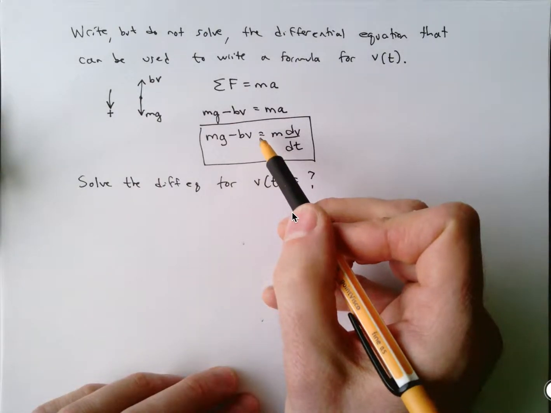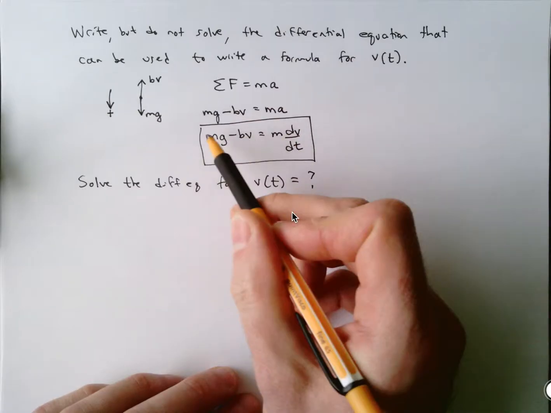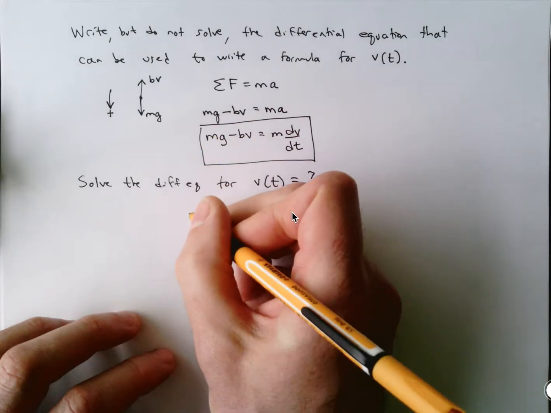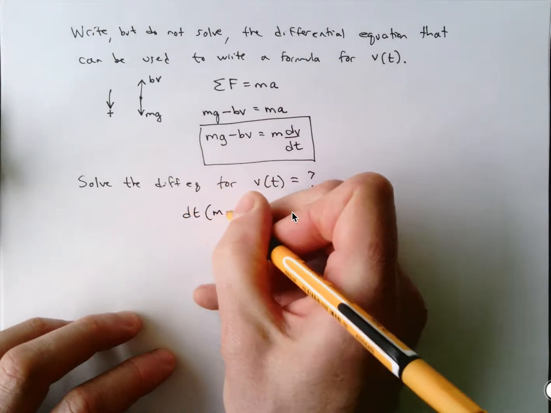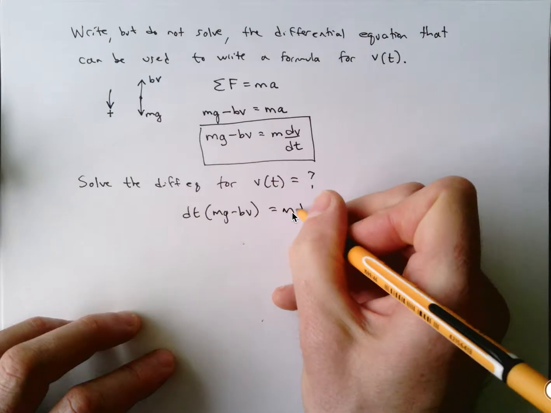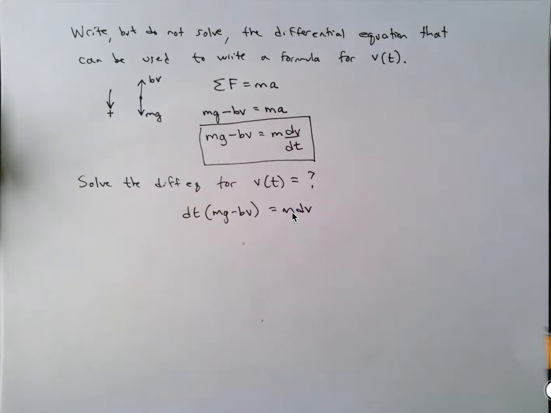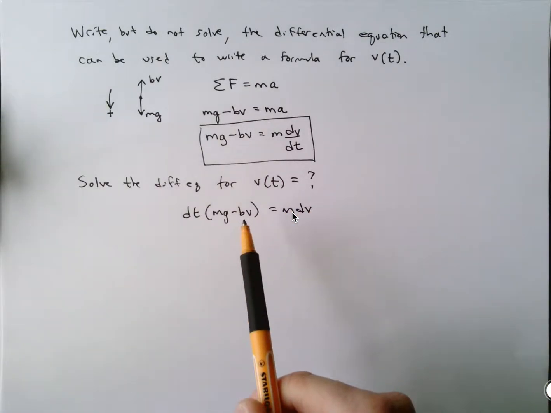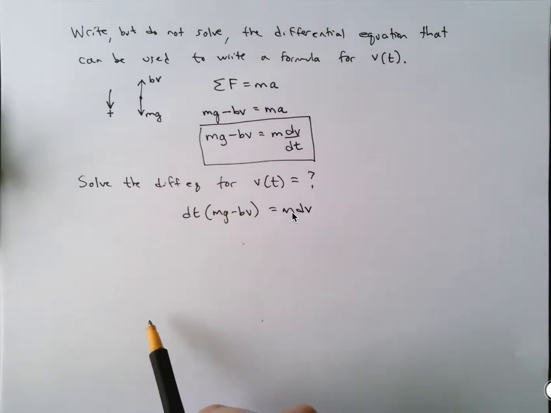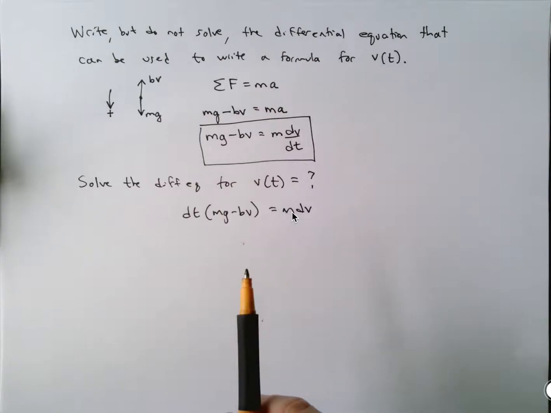Let's integrate it. Now, to integrate it, you want to separate the differential variables. You want to get dv on one side, dt on the other. That's fairly easy. dt times (mg minus bv) equals m dv. The other thing you need to do is get like variables on the same side. So here's a v, here's a dv. They need to be on the same side, and they need to be connected by either multiplication or division. That's the only way to integrate.